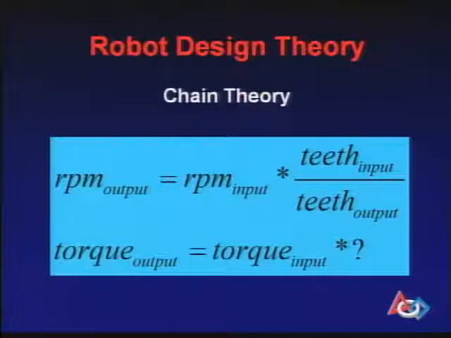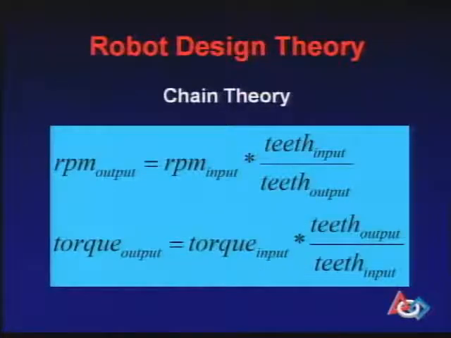However, you can't get something for nothing. If you use a gear system to increase the speed, what you're going to lose is torque. And torque is basically the equivalent of force for a rotating object. This is because your motor or whatever is driving your chain has a fixed power, and power is equal to the speed times the torque. So if you make the speed increase using a chain or a gear, you lose torque. And so the equation looks very similar, except it's the opposite. The torque of the output is equal to the torque of the input times the teeth of the output over the teeth of the input.